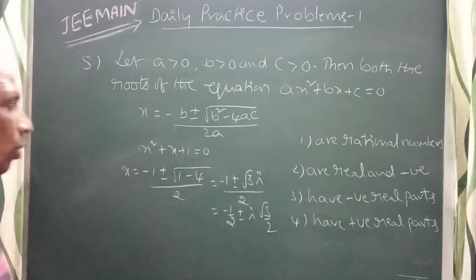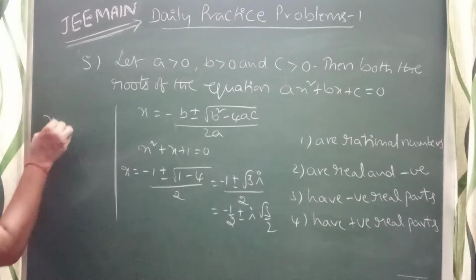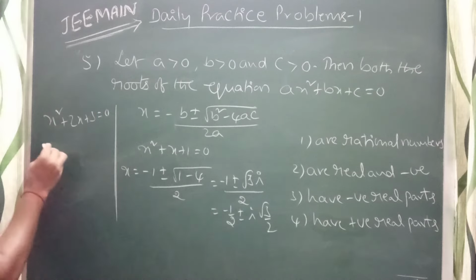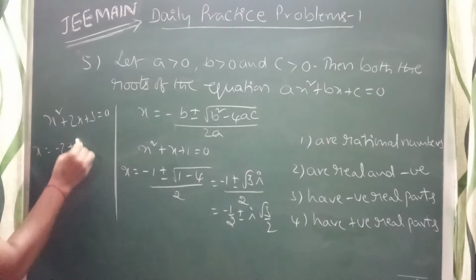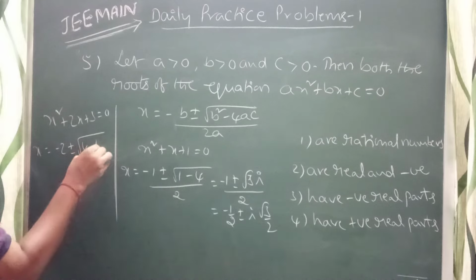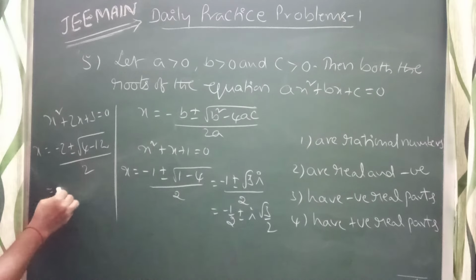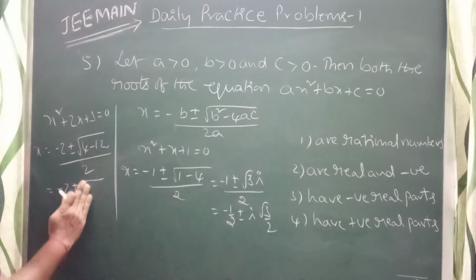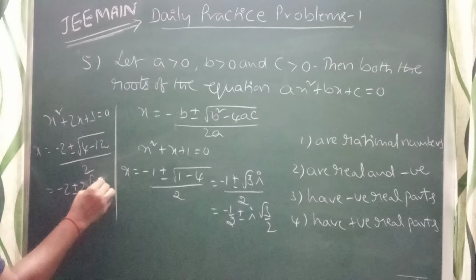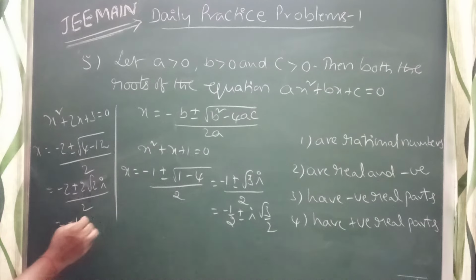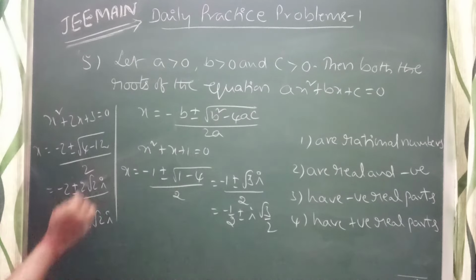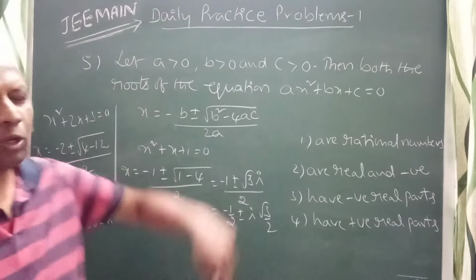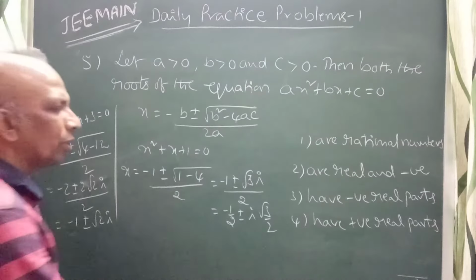Take any example. Suppose you take another equation, x² + 2x + 3 = 0. Here also follow the same thing: x = (−2 ± √(4 − 12)) / 2. Minus 2 plus or minus 2√2 i, by 2. So −1 ± √2 i. Even here you can see the real part is negative. Whenever a, b and c are positive, you get negative real parts.